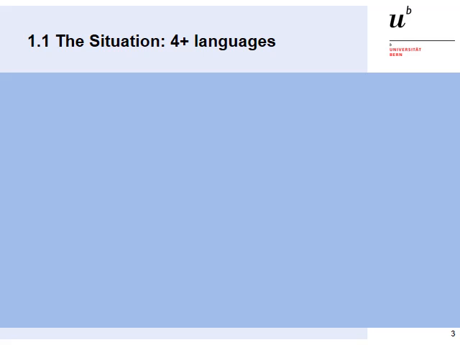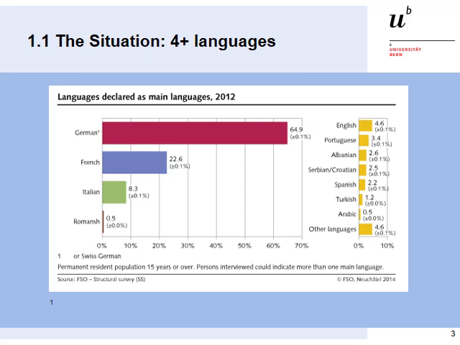First to the situation. It's a well-known fact that Switzerland is home to 4 official languages. Most people speak German, followed by French and Italian, and a small minority speaks Romansh. Way more present than Romansh are various immigrant languages. They're not a subject of this presentation, but they're worth a mention, I think.